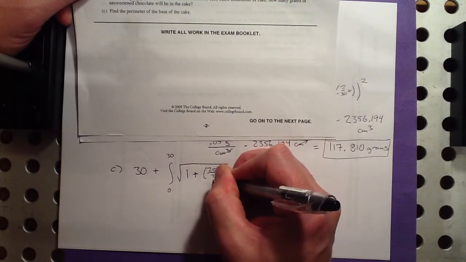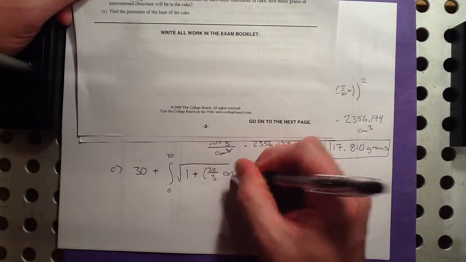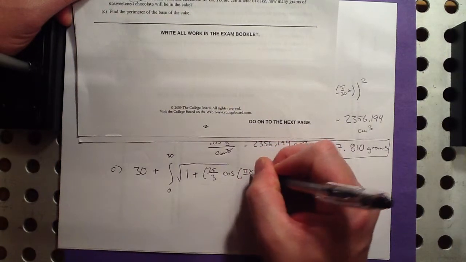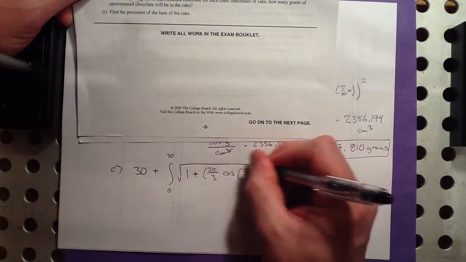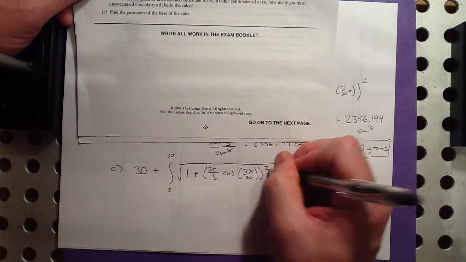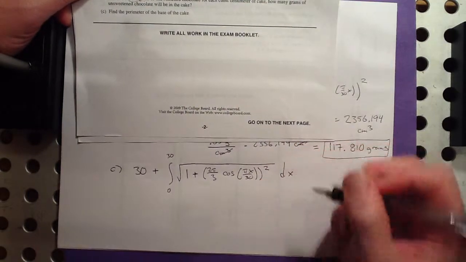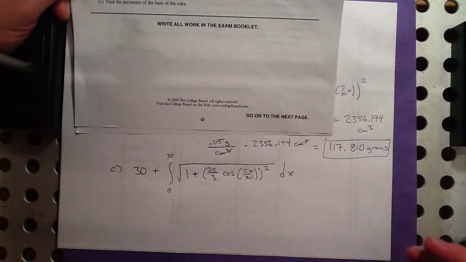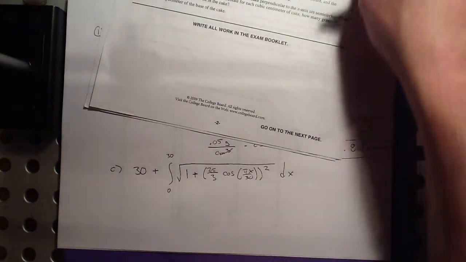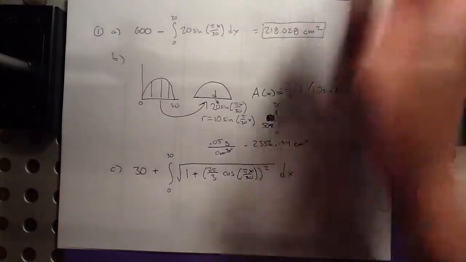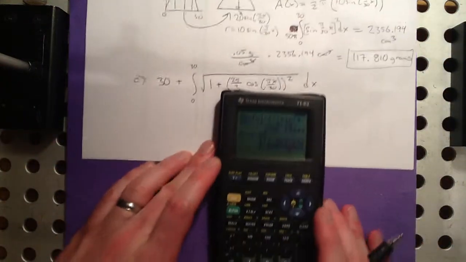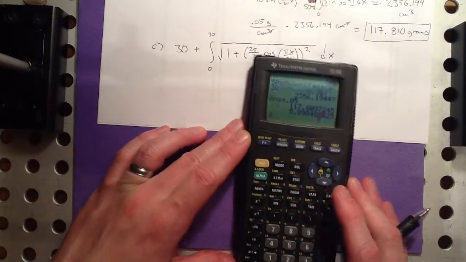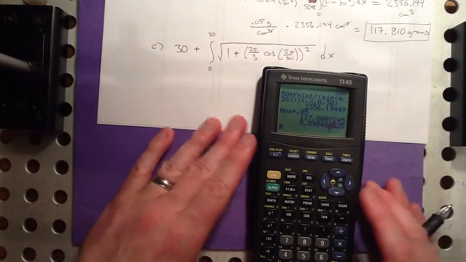So 2 pi over 3 cosine pi x over 30, squared, dx. So that's going to be a lot of parentheses in the calculator. I'll have to be very careful there. Let's see if we can do it. Move that up there so you can see. Hopefully see the calculator screen also.